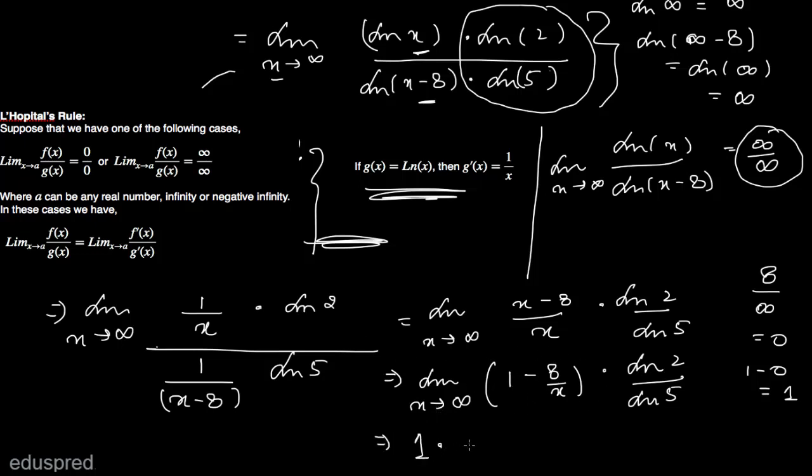So that would give you 1 into ln 2 divided by ln 5, which gives you ln 2 divided by ln 5, which is your final answer. If you wish, you can compute these values from the log tables and substitute and get your final answer, but we are not doing that here. So your final answer is ln 2 divided by ln 5.